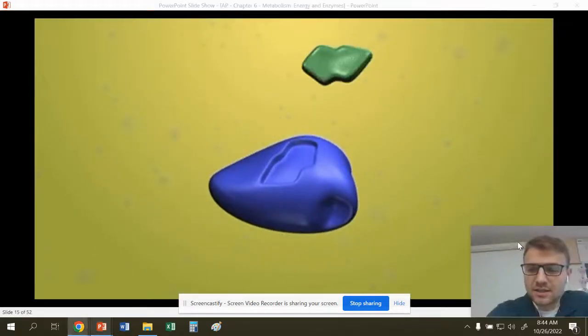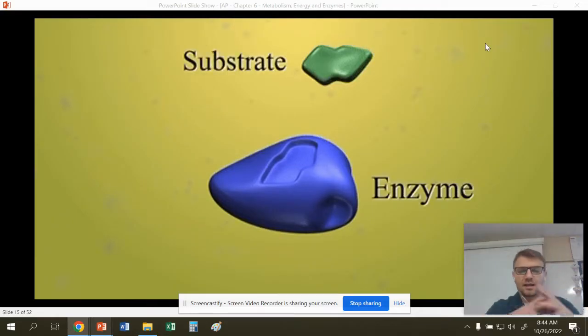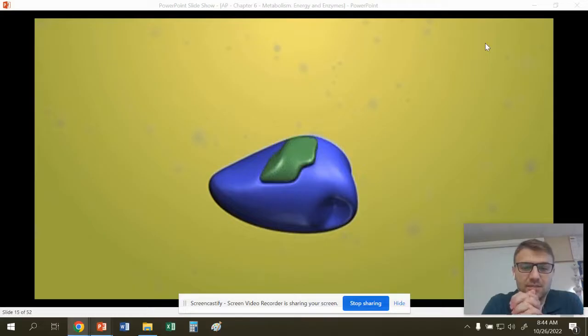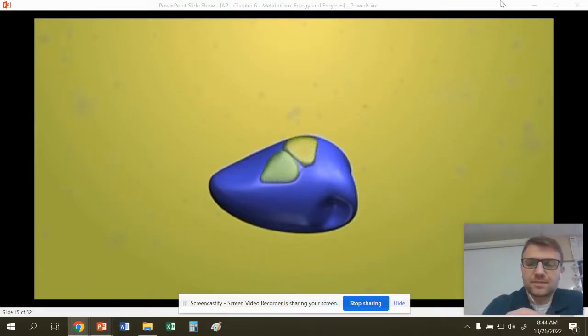Here's a great animation of what I'm talking about. We have our enzyme, we have our substrate, it binds together, it forms that enzyme substrate complex, they break apart, and our enzyme is unchanged, it's reusable.